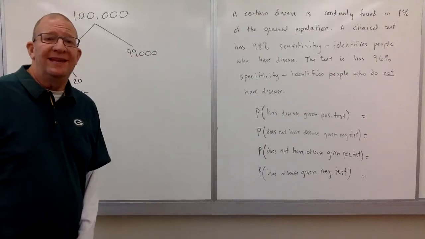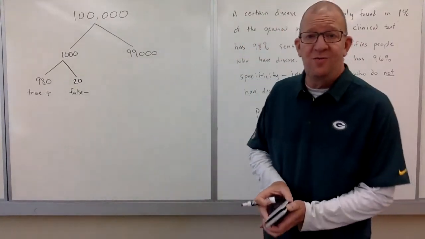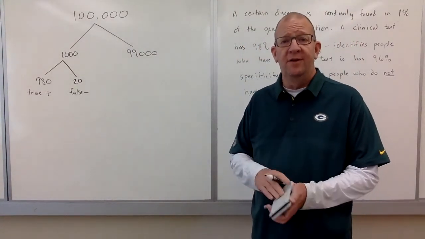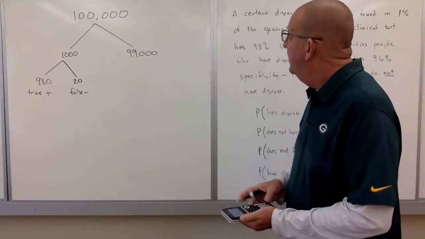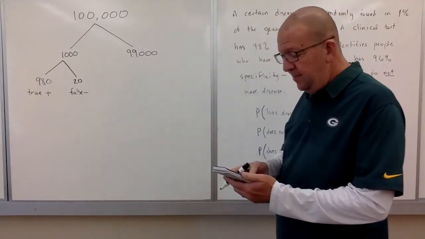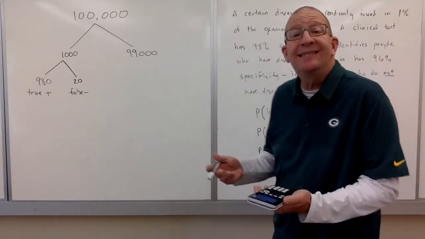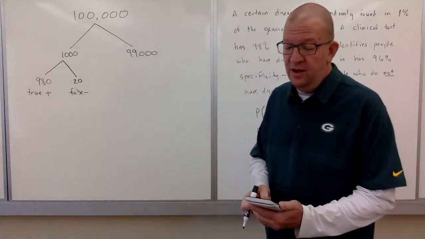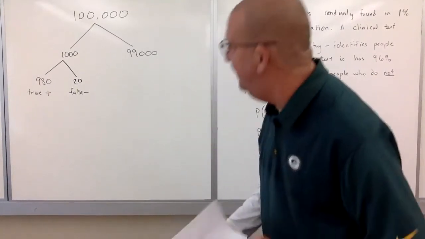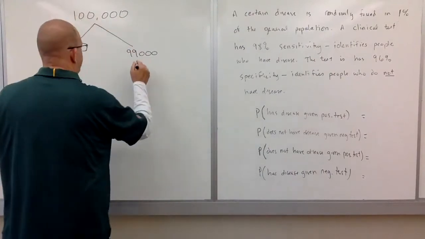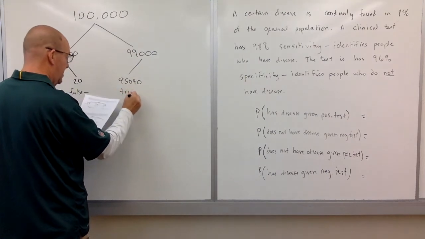Okay, now let's talk about the 99,000 that don't have the disease. And this is where the newspaper articles get written, right? You hear, maybe you've heard about false positives. Every time an athlete fails a steroid test, they say it's a false positive, right? So we're going to take that 99,000 and I'm going to multiply that by 0.96 because the test is 96% accurate. And when I do that, I get 95,040. Okay, so what does that mean? That means 95,040 are going to be our true negatives.